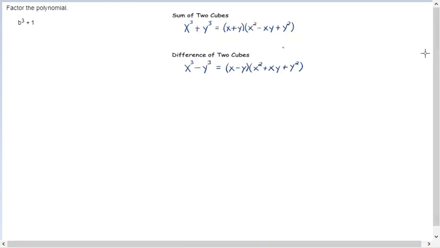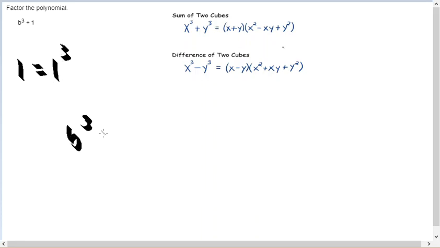All right, one more time. Let's go ahead and factor this sum of cubes, because we will take a quick note here that 1 does equal 1 cubed. Let's see what we got here. Just for a quick note, 1 does equal 1 to the third power. So we can write this as b cubed plus 1 cubed, because 1 cubed is 1.